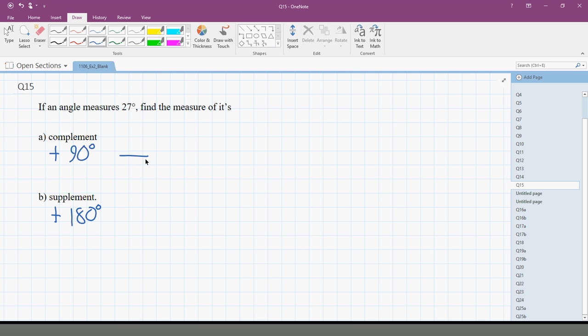So we need to know what plus 27 will equal 90, of course, degrees. And the same thing down here: what plus 27 degrees will equal 180 degrees. So all you have to do is find those two pieces. But the key is you have to remember what these vocabulary words mean. You got it. Complement is the 90 degrees. Supplement is the 180 degrees. So what are our angles going to be?